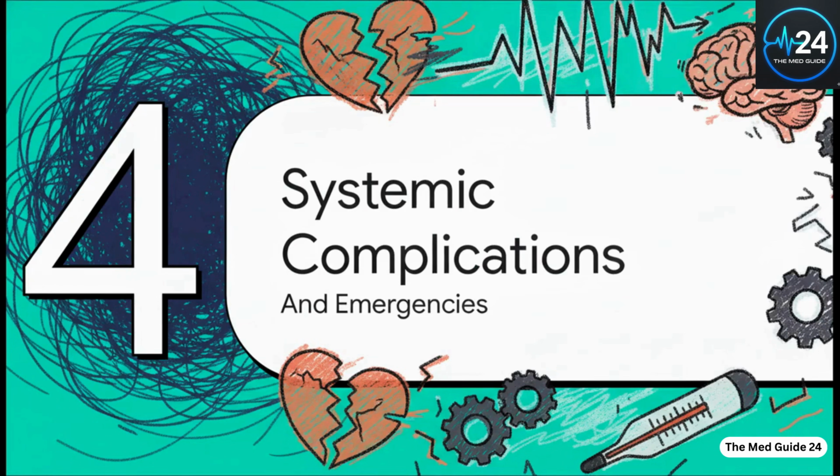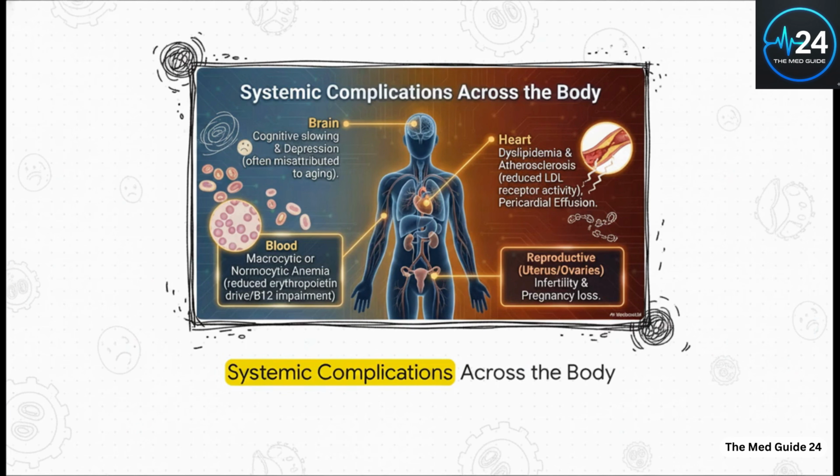Okay, Section 4, Systemic Complications and Emergencies. Now we're escalating the stakes. What happens when this condition just goes completely unmanaged? Well, the systemic damage is pretty insidious when the cellular engine runs out of gas.